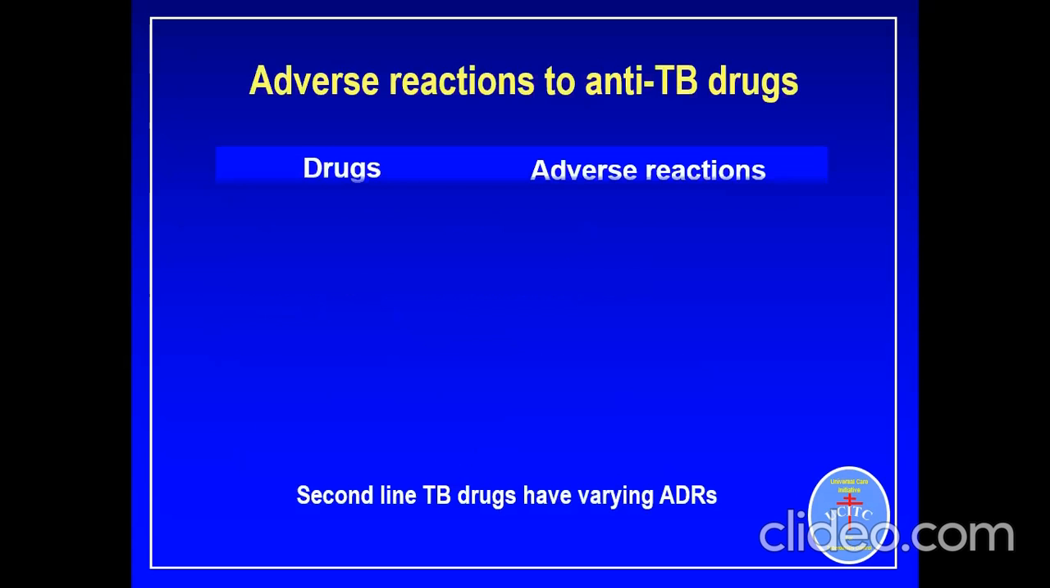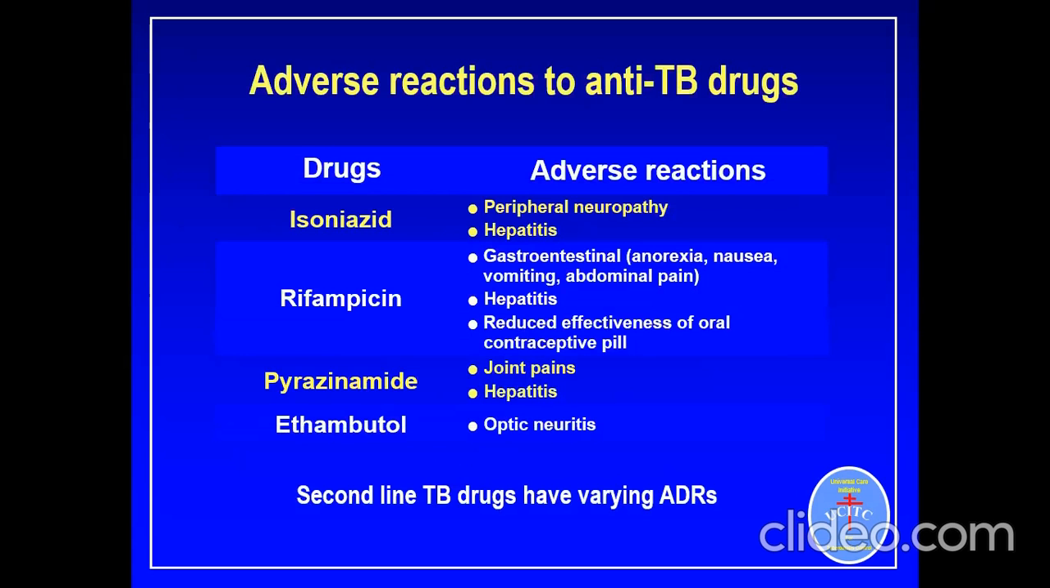So this is the adverse drug reactions. I haven't given you the full list. Isoniazid, the commonest side effects are peripheral neuropathy and hepatitis. Of course, it also has psychosis as one of the side effects. Rifampicin, the most common is gastrointestinal. All these drugs have gastrointestinal side effects. They give rise to nausea and vomiting in the initial phases of treatment. So for the first 15-20 days, the person gets gastrointestinal side effects.